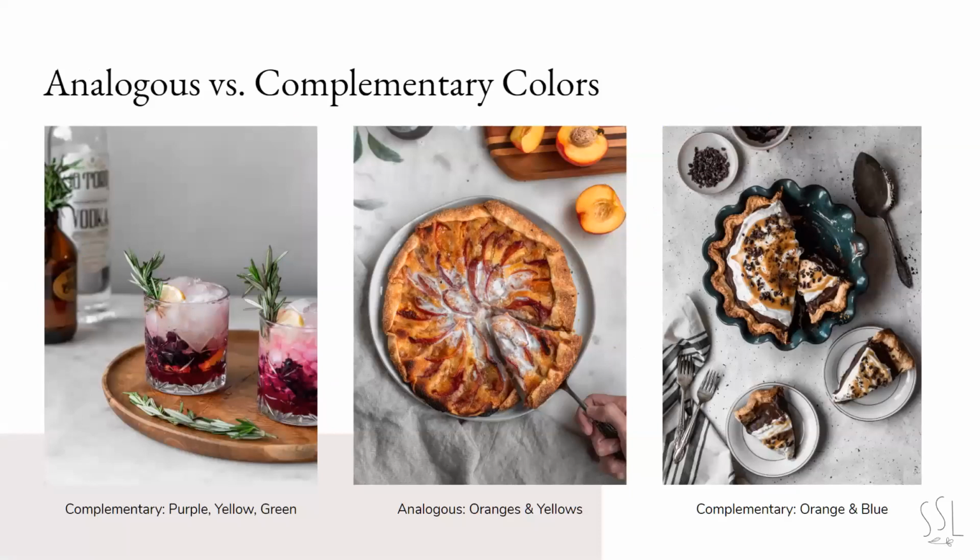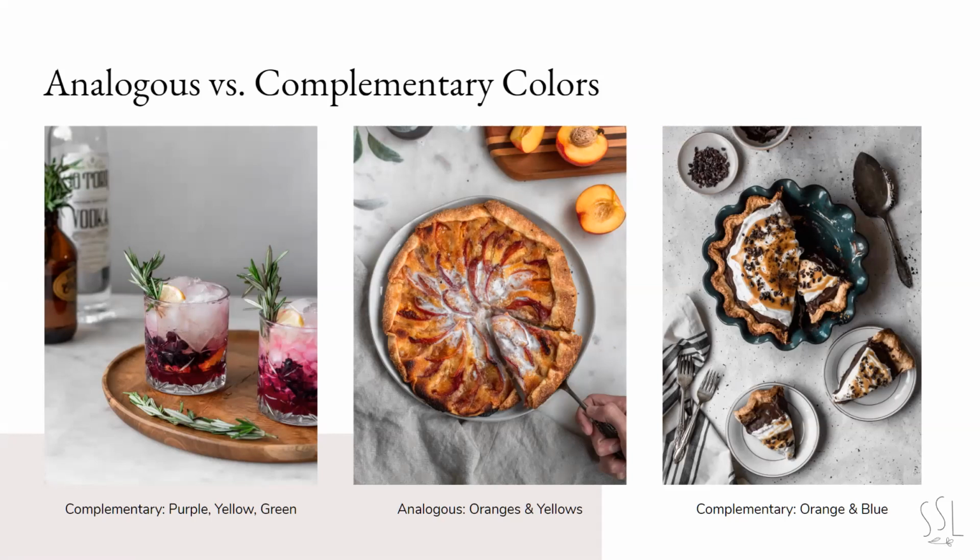So for example, if we're looking at this first photo of the blueberry lemon cocktail, we see that we have some purples, magentas, and some greens and yellows in this photo. If we look at the color wheel, green and yellow are opposite of purple and magenta, which is why this photo works so well together.